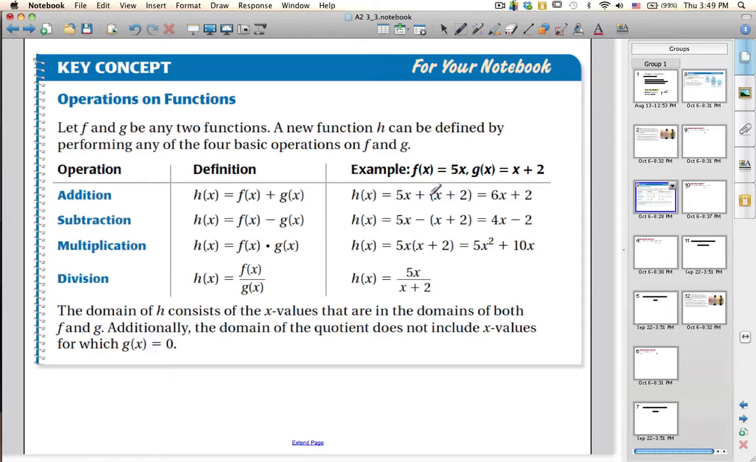So just make sure, especially when you're adding and subtracting, and multiplying too, that you put parentheses around the item to make sure that you don't make a mistake. Remember that you're taking the value of this entire function and either adding or subtracting the entire function from it. Okay, and the same with multiplying. You'd be multiplying this function times that entire function. And the parentheses will help you to not make mistakes.